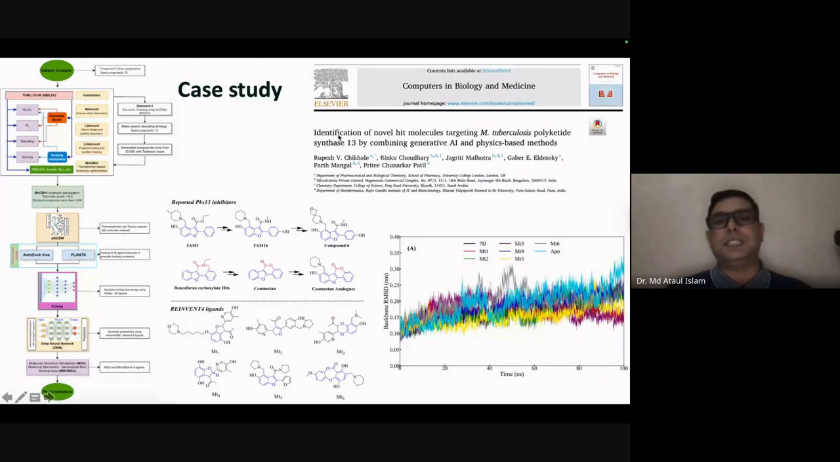Another work using the same approach was on polyketide synthase 13. Our research group worked on that, using generative AI to design the molecules. These are the known reported PKS13 inhibitors. We used those molecules and generated around 50 to 60,000 new compounds, and we used different physics-based methods like Vina or PLANTS, and then finalized these 6 molecules. We also did a comparative analysis in the molecular dynamics simulation and documented all these things. This is also published, I think last year or this year, maybe last year.